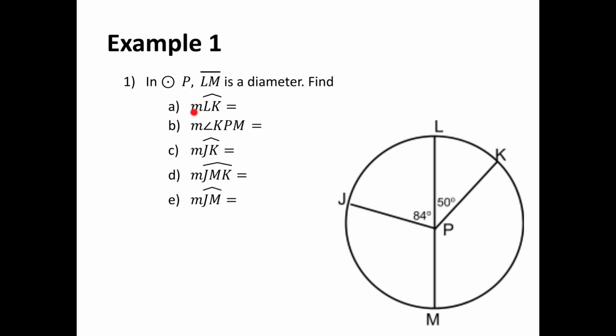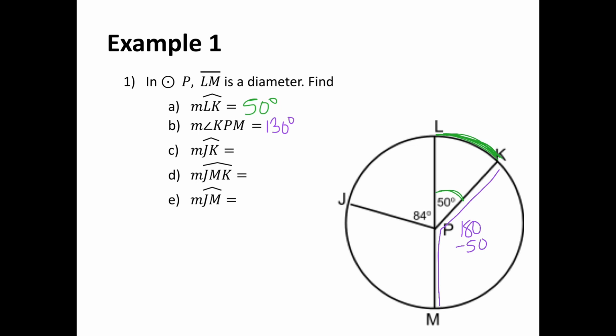This says we're supposed to find the measure of arc LK. So we're looking for this part of the circle that is out here. We learned that the measure of that arc will match the measure of its central angle. So in this case, it should be 50 degrees, just like its matching central angle. The measure of angle KPM should be 180 take away 50 because of this linear pair that's created here. So 180 take away 50 is going to be 130 degrees.